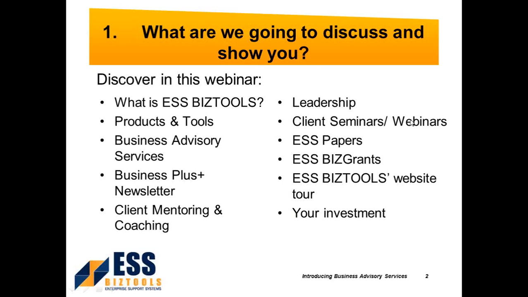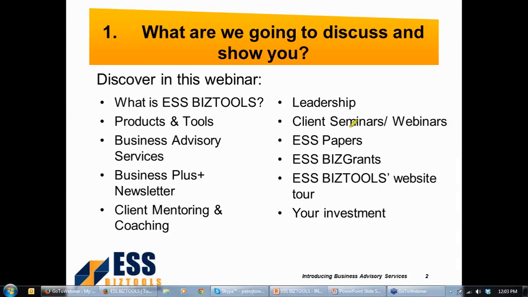What we're going to look at today is the products and tools that are in ESS BIZTOOLS. We have a range of material. We are continually placing new material into the system. So the system is built around business advisory services, both material to assist accountants to get ready to offer business advisory services, and then the products themselves.